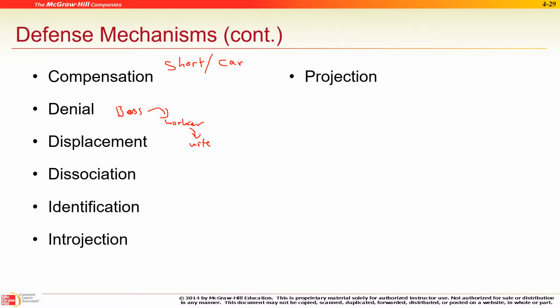We'll go through some of the other ones. Projection. This is putting your beliefs or your feelings onto somebody else. So you project your attitudes, your feelings onto another person or group. Rationalization. So coming up with a story to make sense for your choices.